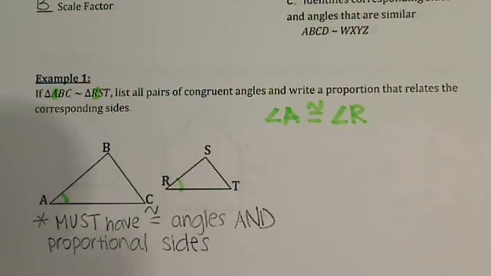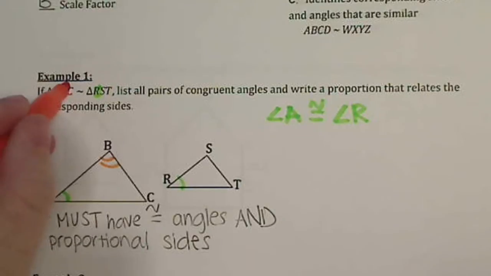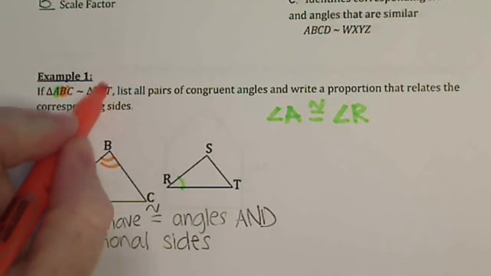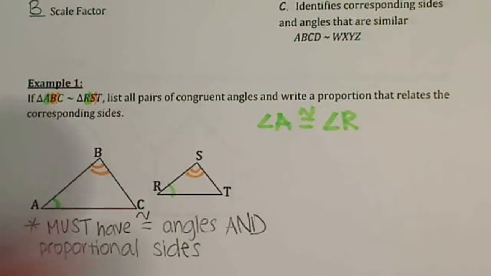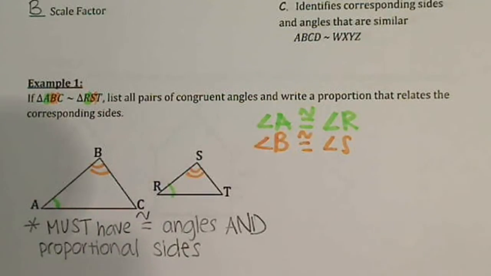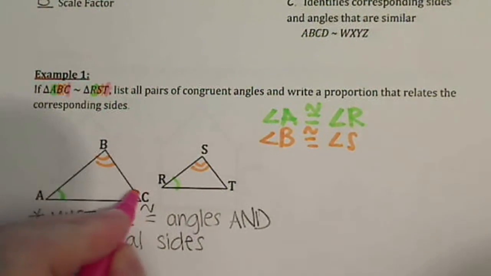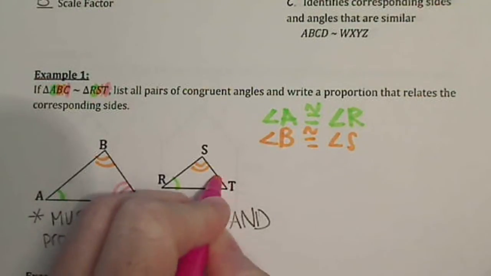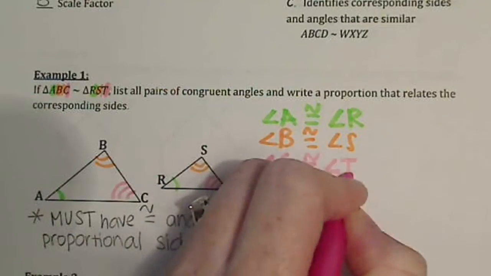Okay, get your second color. Angle B, that's right here. That angle corresponds to angle S. So let's write that statement. Angle B is congruent to angle S. And our last set of angles, obviously, is C and T. Angle C is congruent to angle T.